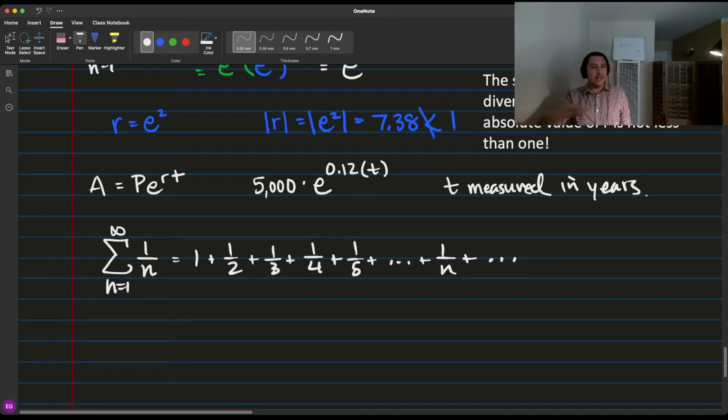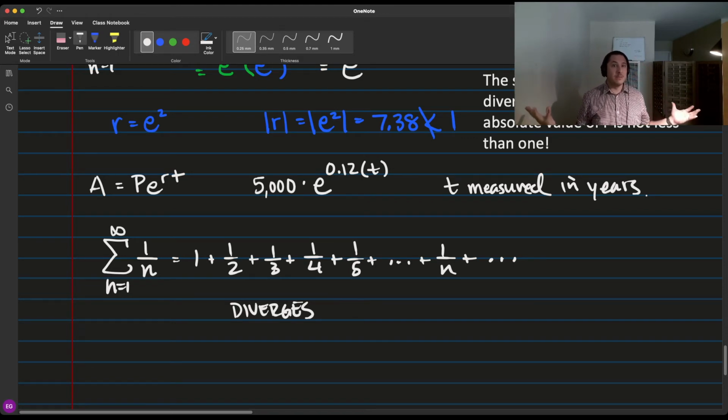If you look at that, 1 over any number keeps on getting smaller and smaller and smaller. Do you see how the terms that you're adding are getting smaller? Yeah, but this actually diverges. But that's the thing. Even though all these terms are going to zero, it still diverges. You can't just look at whether the terms are getting smaller. It's more complicated than that.